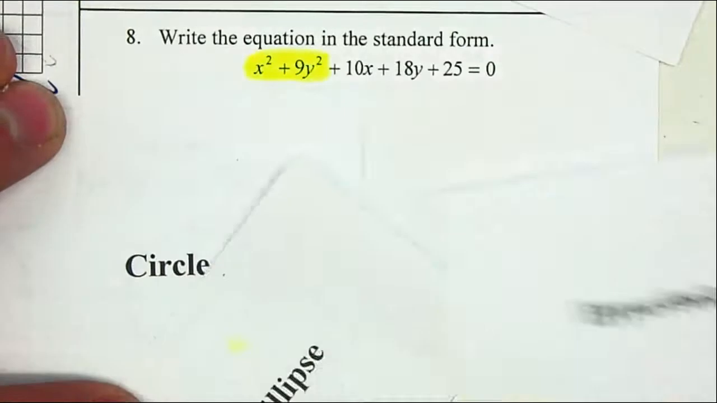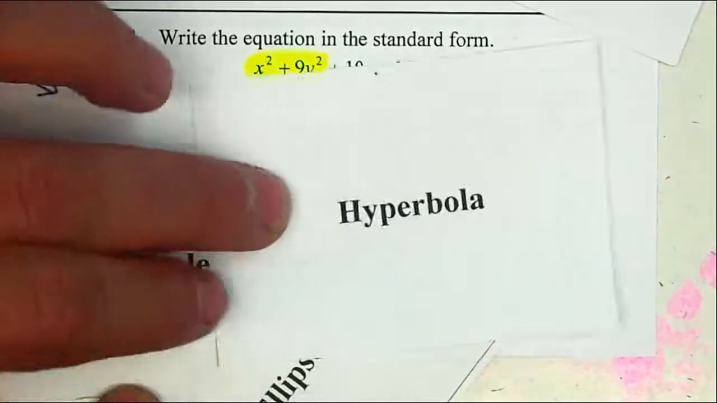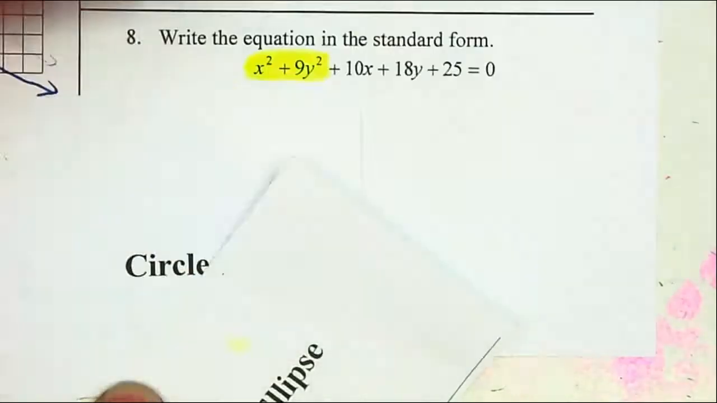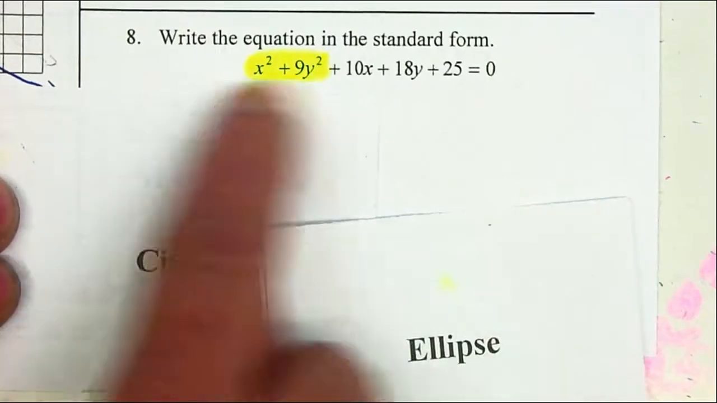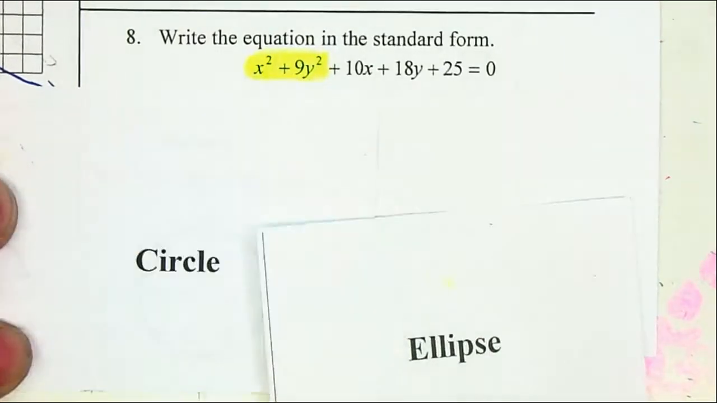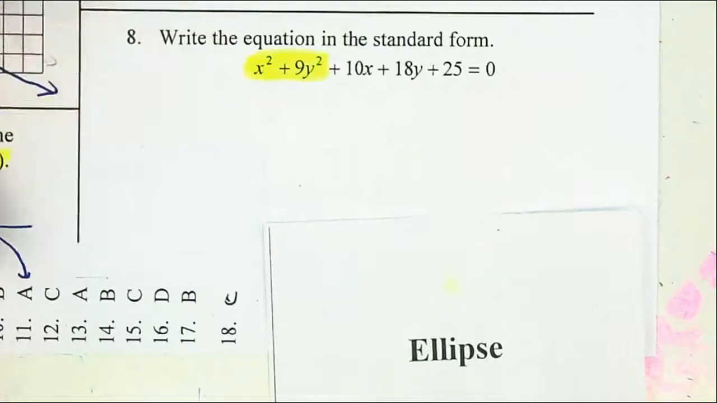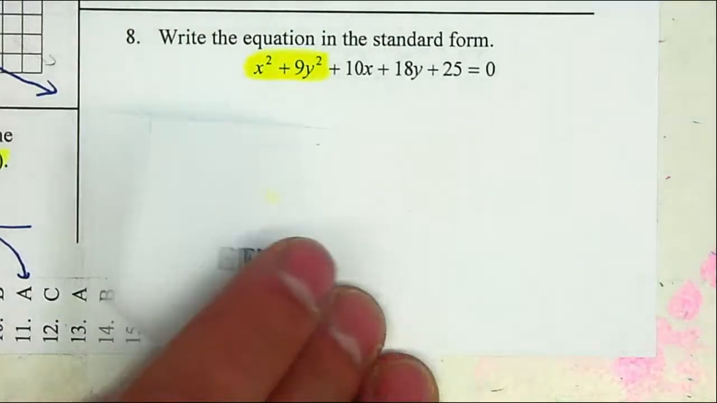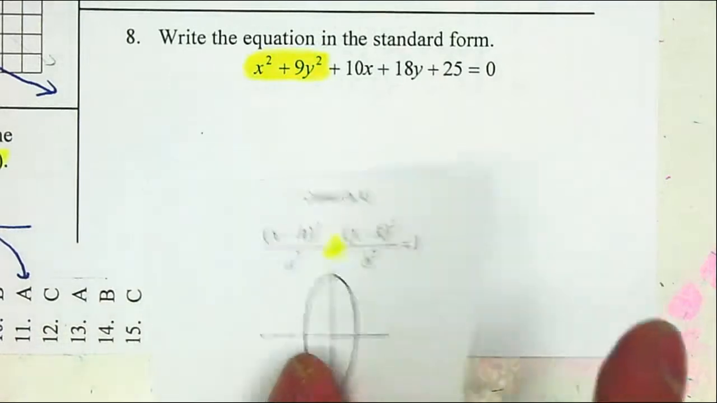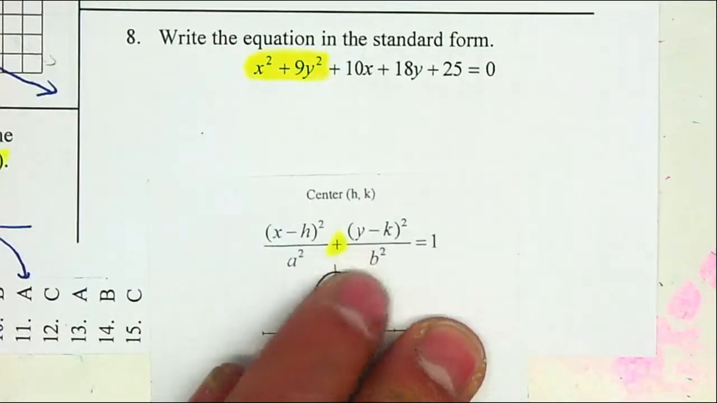They're both positive. So hyperbolas are gone because hyperbolas will have different signs. And they have different coefficients. The coefficient for the x squared is 1, and for the y squared is 9. So it's not a circle. Circles have the same coefficient. So in this case, this will be an ellipse. So once we finish writing in the standard form, it should look something like this, equal to 1.